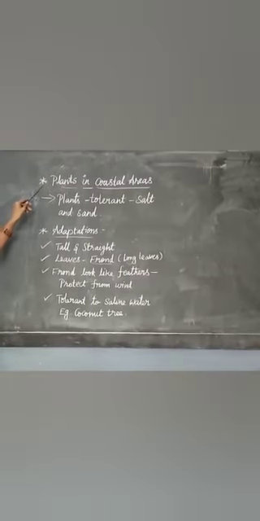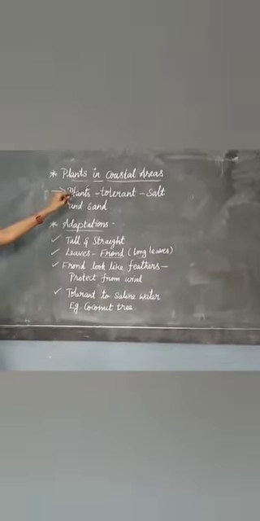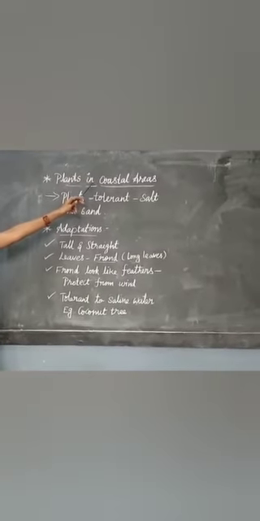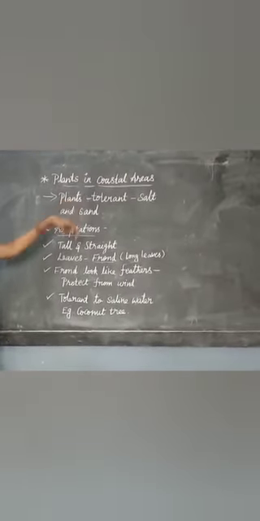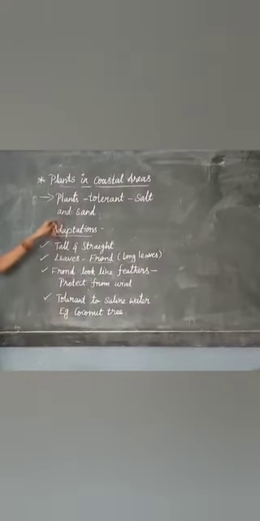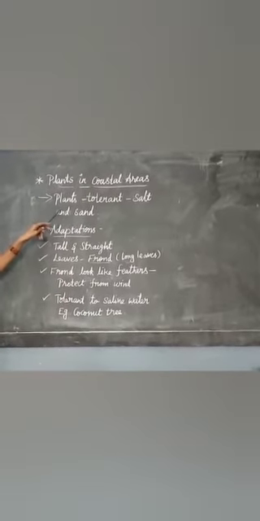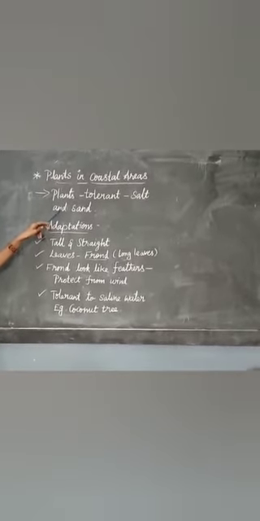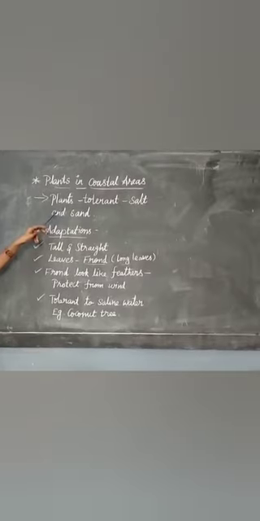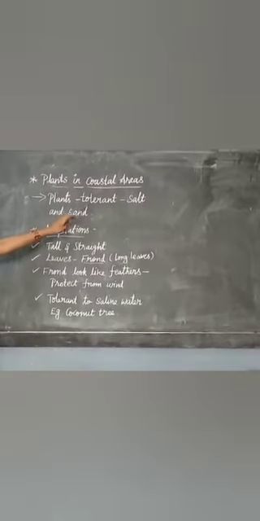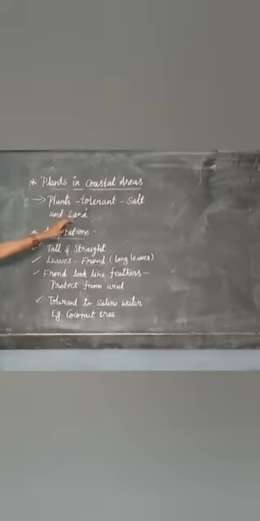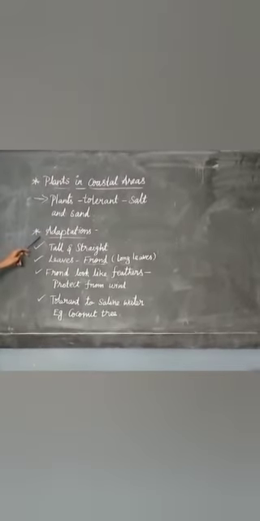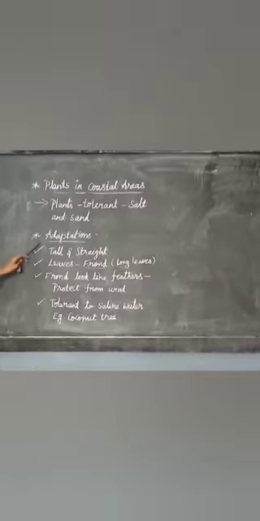Next we are going to see plants in coastal areas. Coastal means seashore areas. Trees in seashore areas, for example coconut. Okay, so in this region, plants that grow along the coast are very tolerant of wind and salt and sand-laden ocean spray. So let us see the adaptive features of the coastal area plants.